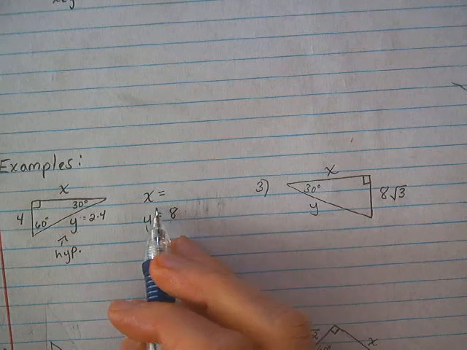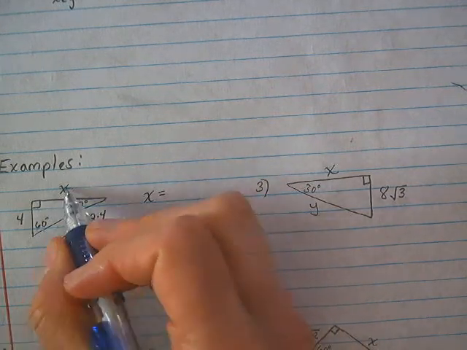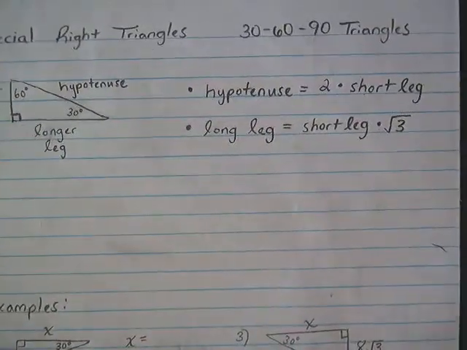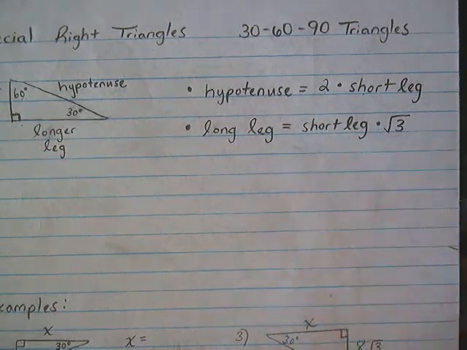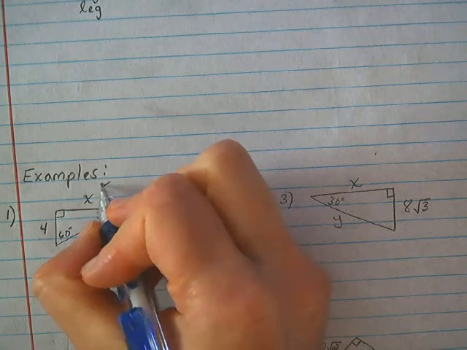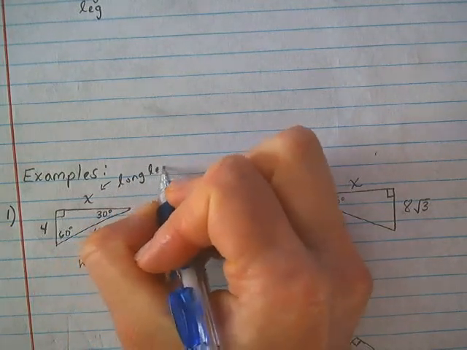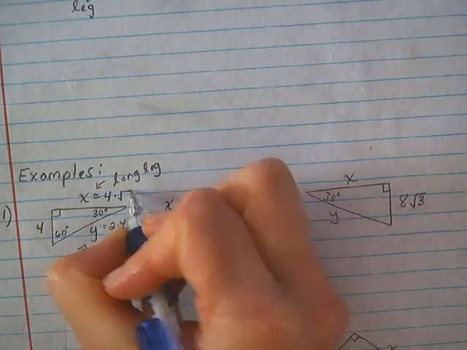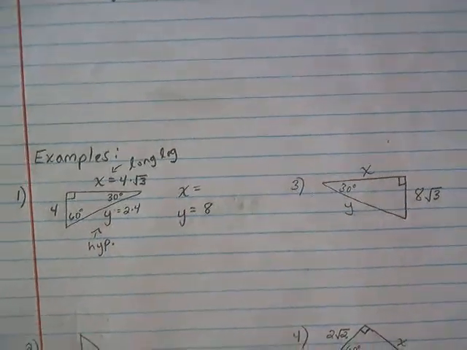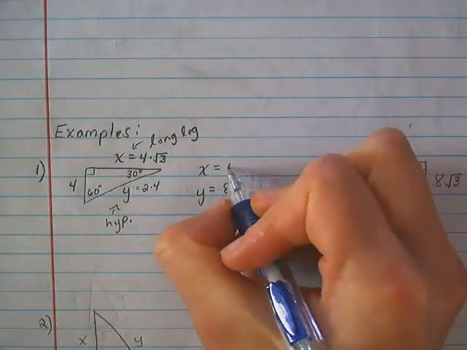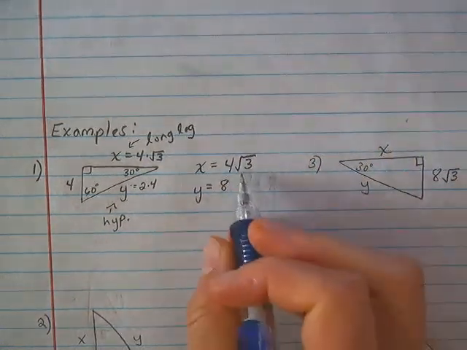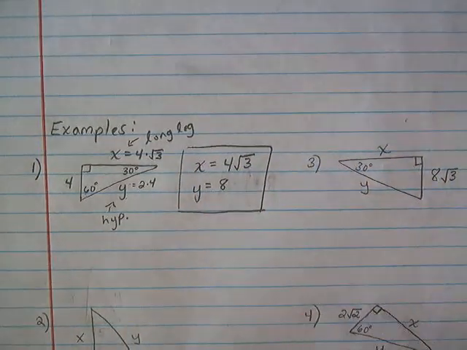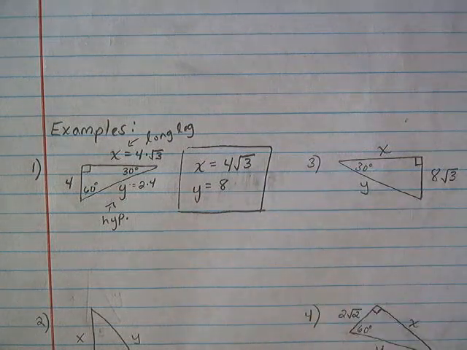And then my x, well, notice the x is across from that 60-degree angle. So that means that that is my longer leg, okay? And to find the longer leg, I have to take whatever the short leg is times the square root of 3. So x is my longer leg. To find that, I take the short leg, which is 4, times the square root of 3. Now notice that won't simplify without getting a decimal. If that's the case, you don't want to get the decimal for these problems right now. Just leave it the way it is, and there is your answer. So the hypotenuse is equal to 8, and the long leg is equal to 4 square root of 3.